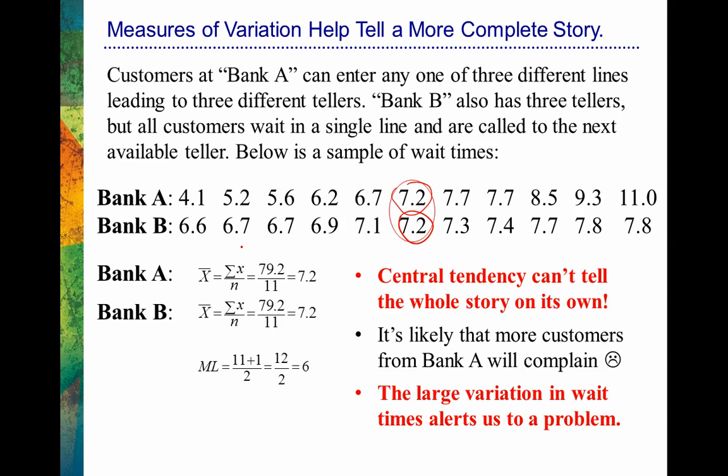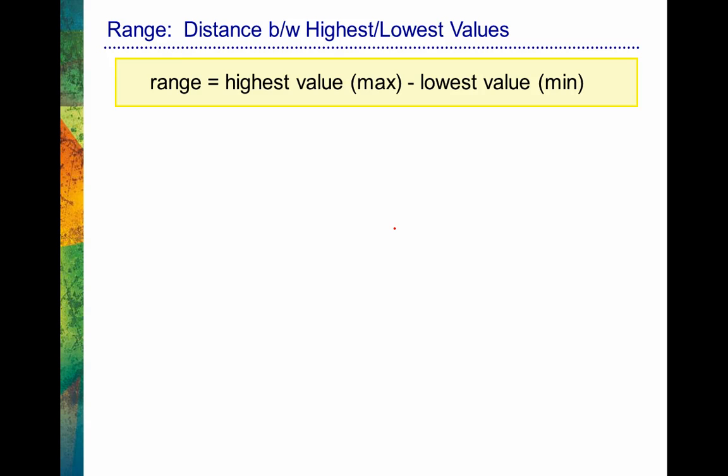Well, that's the bottom line. We need some measure to also tell us how much variation there is, because measures of central tendency clearly aren't telling the complete story. All right, that's what we're going to focus on. Let's first talk about a very simple measure of variation, and that's the range. All a range does is compute the distance between the highest and the lowest values.